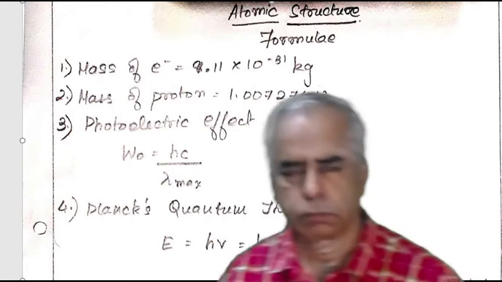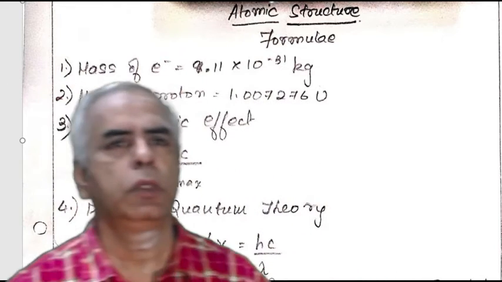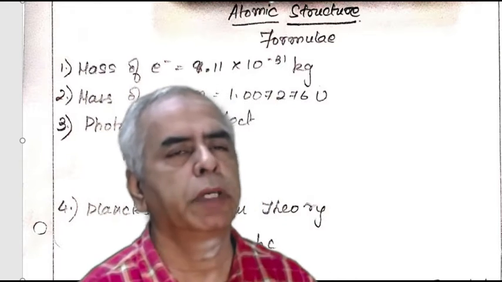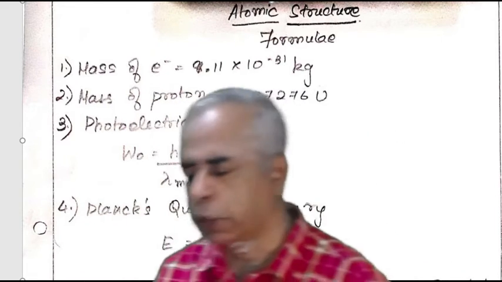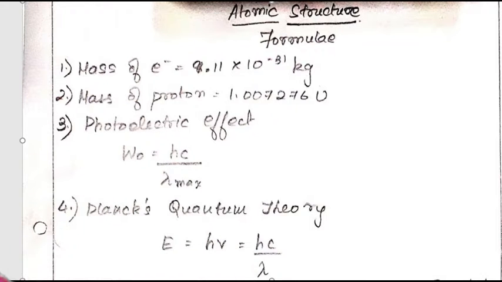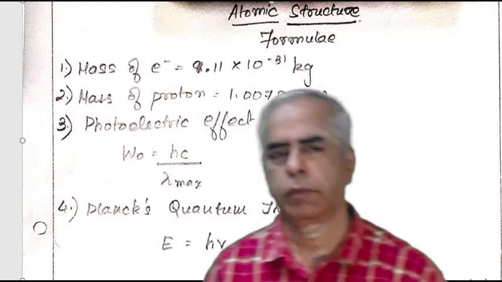Mass of proton is 1.00727 atomic mass unit. It is given in atomic mass unit. You have to be very careful. So what you are supposed to do, if it is given in atomic mass unit, you have to multiply by 1.67 into 10 power minus 27 kg.